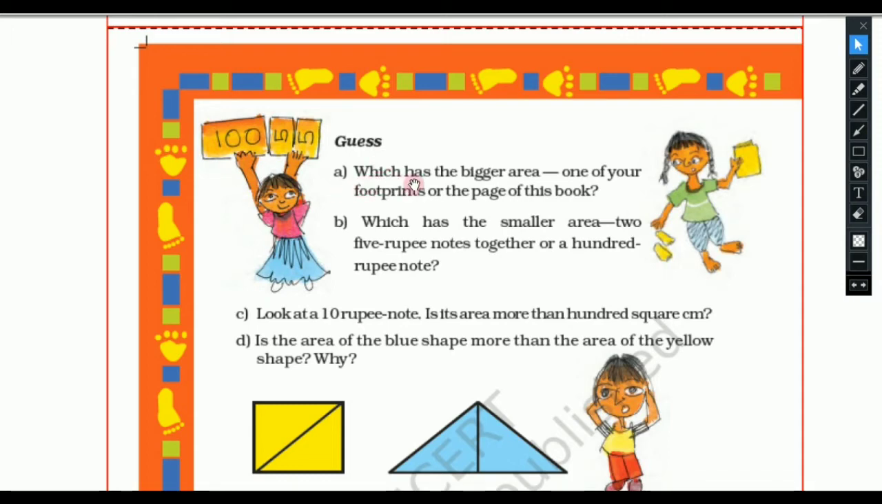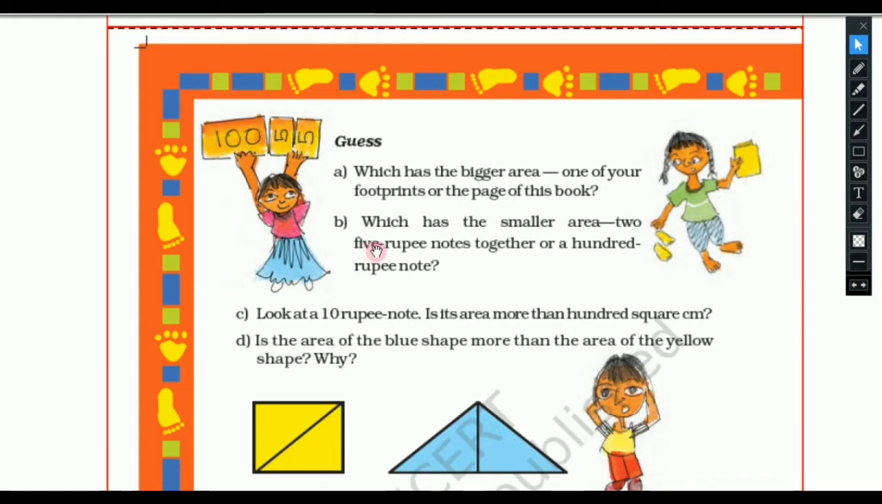Question A. Which is the bigger area, one of your footprints or the page of this book? So children, what do you guess? Yes, the answer is the page of this book has the bigger area.